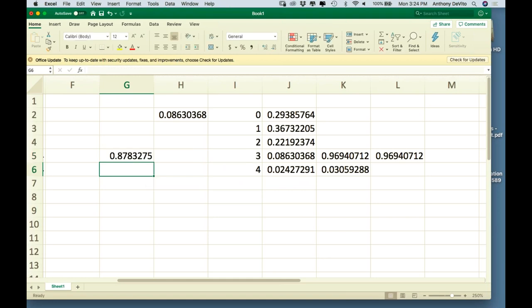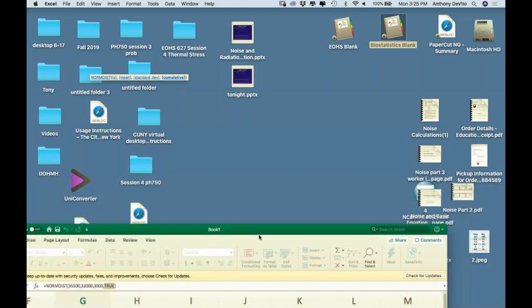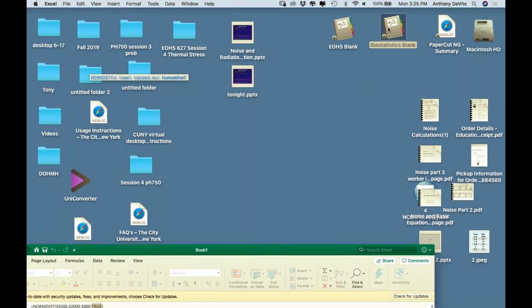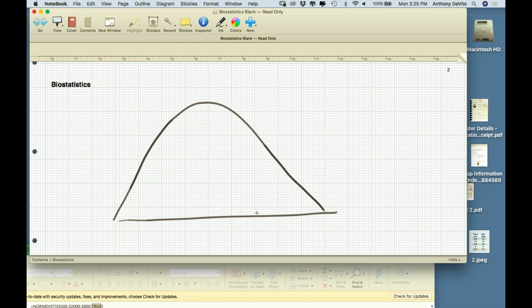0.878, whatever. The same number that we got from that table. That's the area from that point down. So why is it always going to be true? Because if you say false, remember that formula that I showed you before? What it gives you, in this case, is the height of this curve, which you're not interested in anyway. You're really interested in areas of this curve, not its height at a particular point.